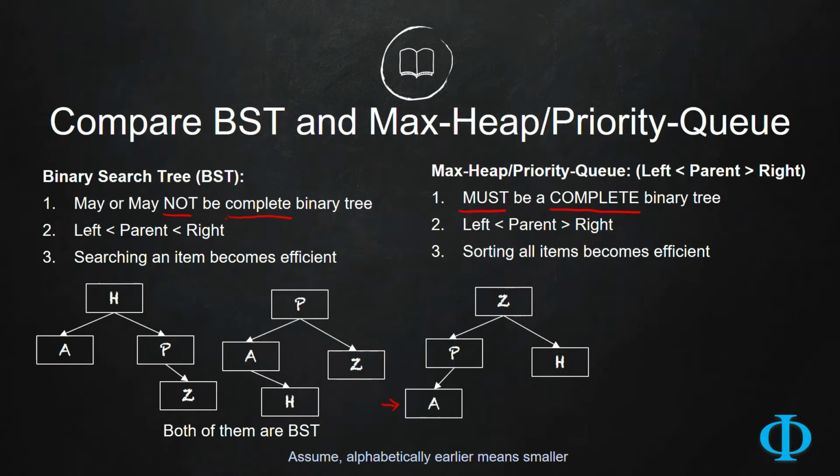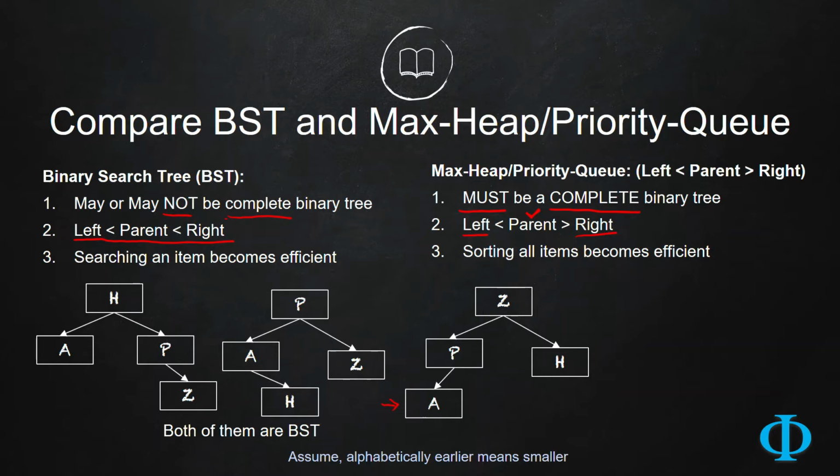The second difference is its relation among its parent, left child, and right child. So in a binary search tree, the relationship is like this. The left is always less than the parent, which is again less than the right. That means the maximum always appears in the right hand side, whereas the minimum appears in the left hand side, and parent stays in between. However, in a MaxHeap or priority queue, the parent is always greater than both of its left and right child.